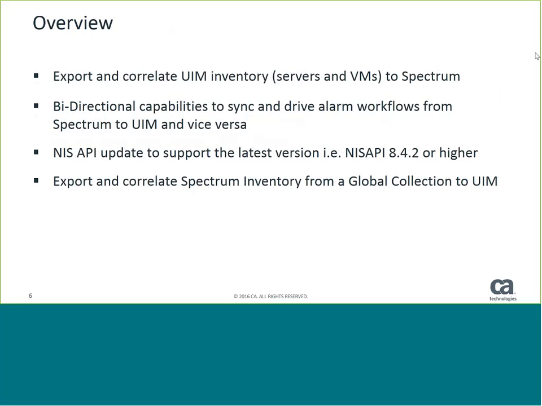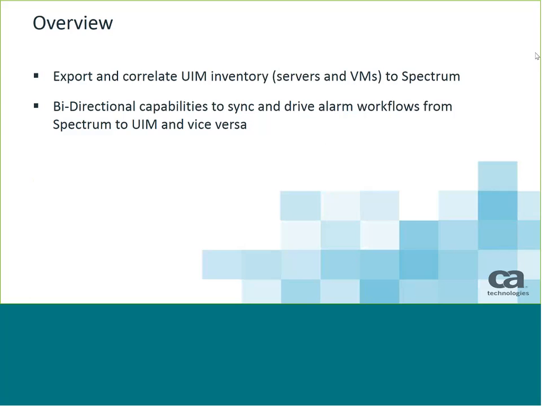So moving on to the quick overview. These are some of the use cases and updates that you will see in this integration. You will be able to export and correlate UIM inventory to Spectrum, and we would provide the bidirectional capabilities to sync and drive alarm workflows from Spectrum to UIM and vice versa. And the NIS API update has been added to support the latest version that is already mentioned as a prerequisite as well. And the last point is something I guess that most of you would have seen, as Kiran mentioned. This was the point which we started with for correlating Spectrum inventory from global collection to UIM.